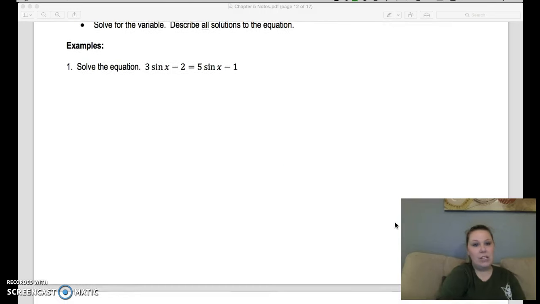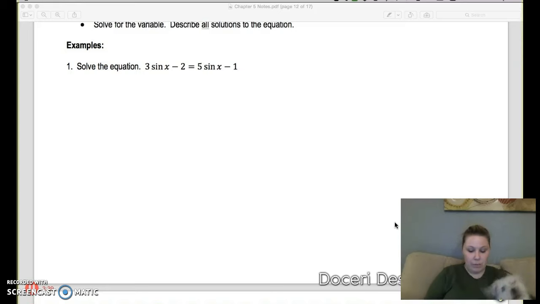It's the same process. Okay, so we are going to solve the equation 3 sine x minus 2 equals 5 sine x minus 1. We want to get the sine function by itself. So I'm going to start first by, this is just like solving any other equation. That sine of x is our one unit.